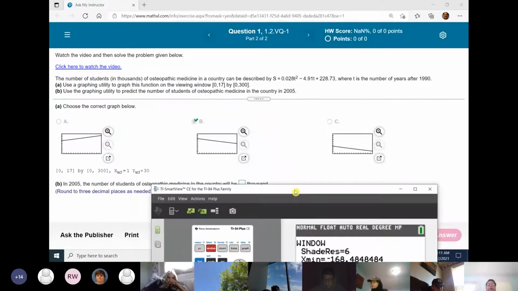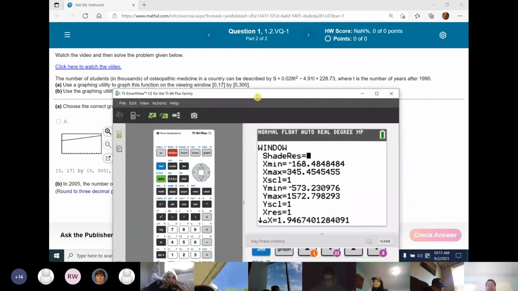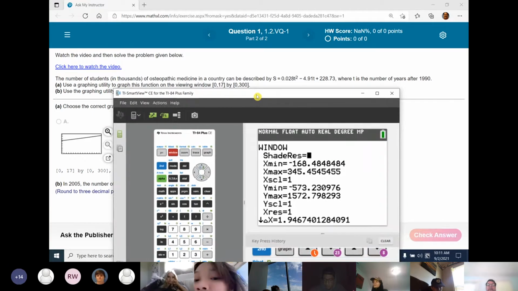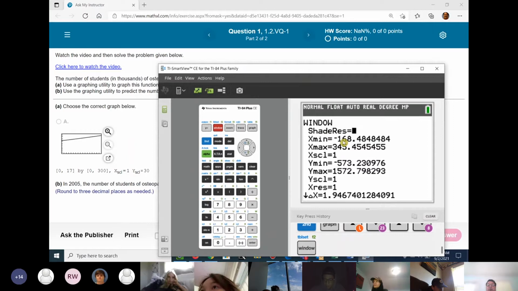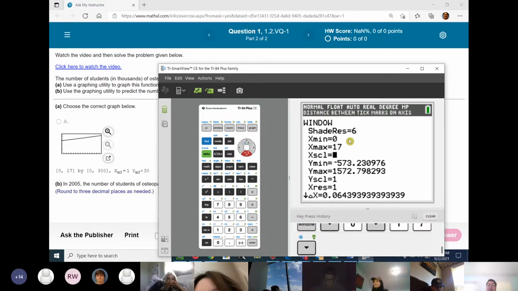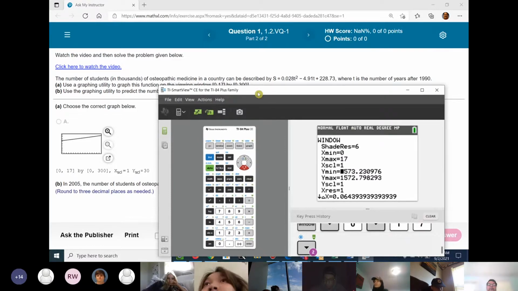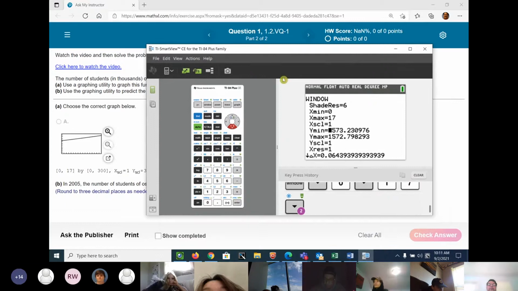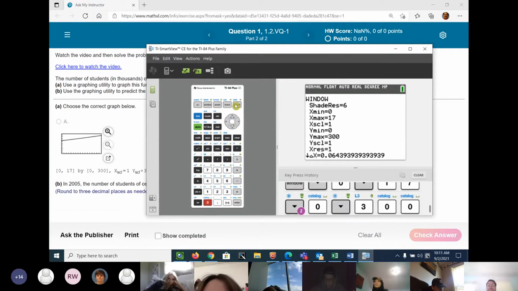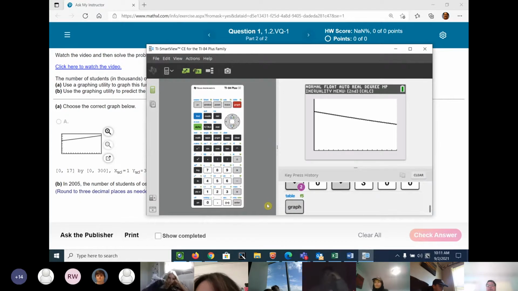So they give you the x min and x max, which is 0 to 17. So you would type in a 0 right here, a 0 right there, and 17 right there. And then on the y, it is 0 to 300. So you would type in 0 and 300. And then you would hit graph, and that's all you would see.